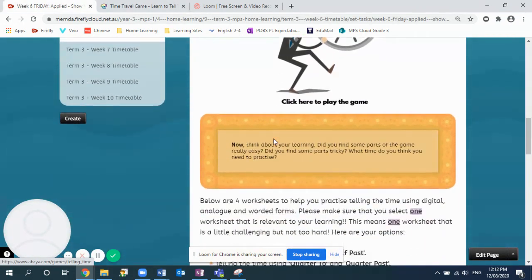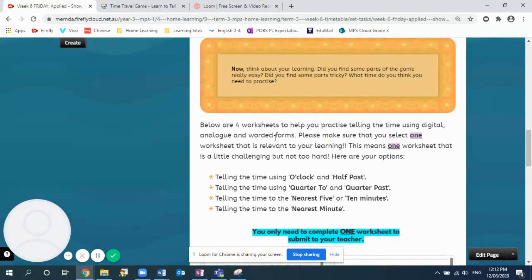Once you've had a go at the game, have a think about your learning. Have a think about if there are some parts of the game that you found really easy or if there were some parts that you found to be a little bit tricky. Have a think about what you need to practice when we are learning about time.